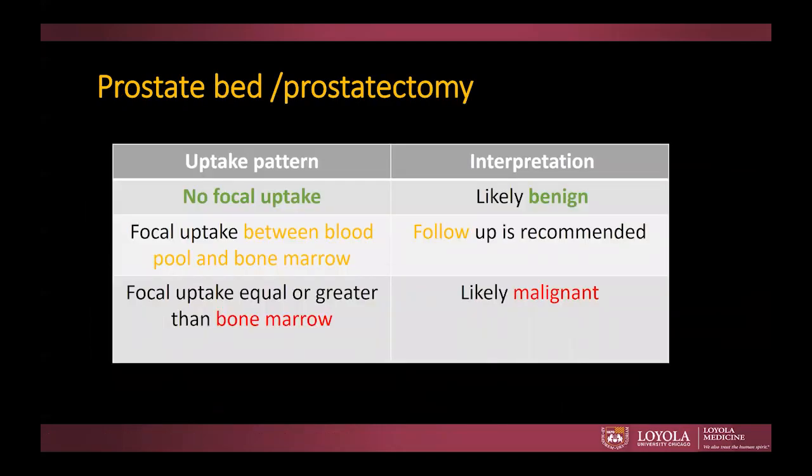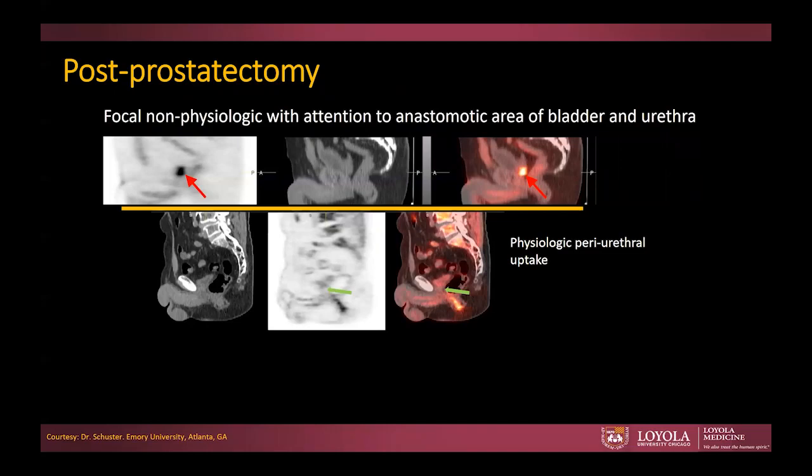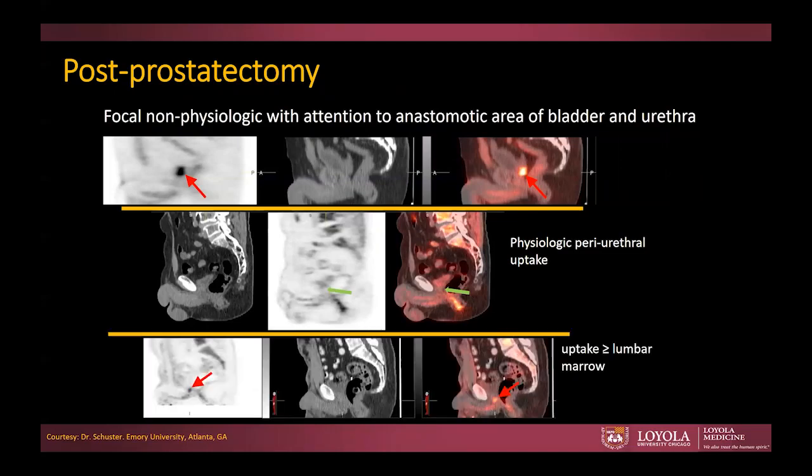So when the patient had prostatectomy, you can see here in green, if there is no uptake, it's likely benign. If the uptake is between blood pool and bone marrow, you should follow up on it. It's equivocal. And then if it's equal or higher than bone marrow, it's likely malignant. Those are examples of intense uptake within the anastomotic site. This is likely malignant. This should be likely benign. And again, likely malignant with focal uptake.